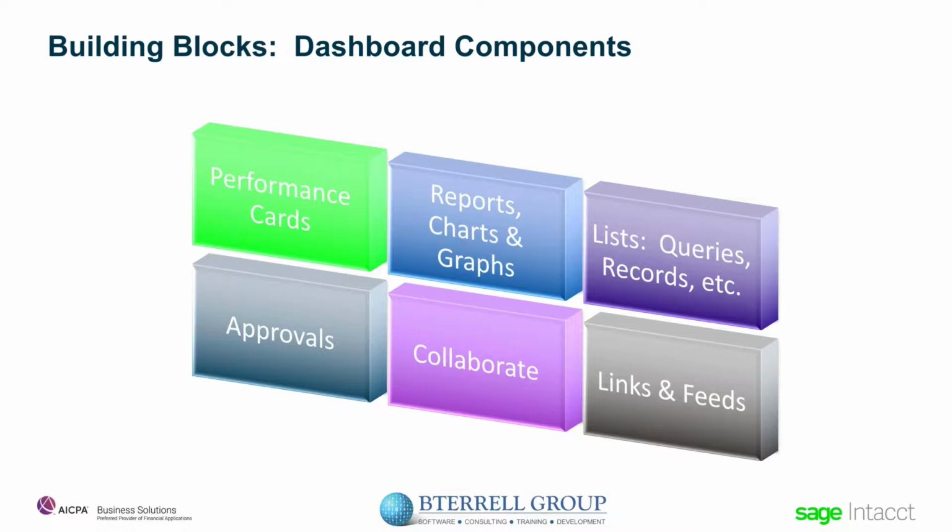We also can incorporate any Intacct report, chart, or graph, and we can also incorporate so-called list views from Intacct, where we basically query records. That could include things like purchase orders that are awaiting approval, or journal entries awaiting approval, or exceptions according to some filtering criteria that you've identified. You can also include other objects like Collaborate feeds and even external URLs.